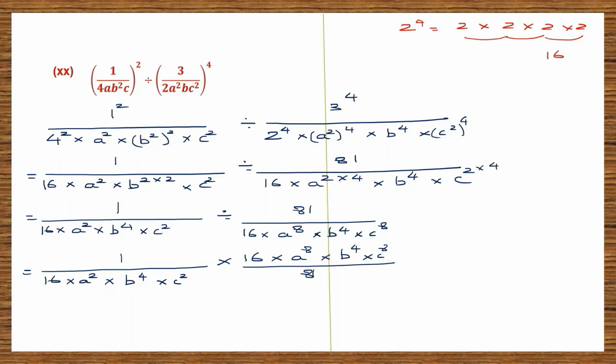Now that it's become multiplication, we can cancel. Now what can we cancel? I can cancel 16 and 16. I can cancel b to the power of 4 and b to the power of 4.